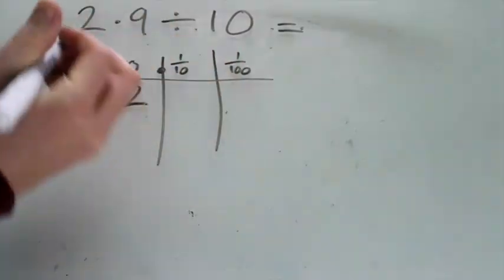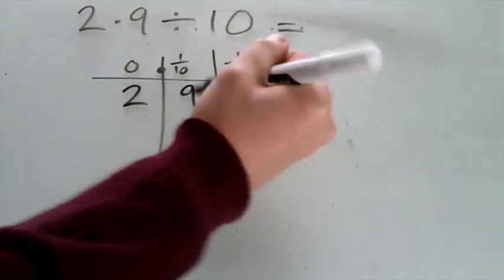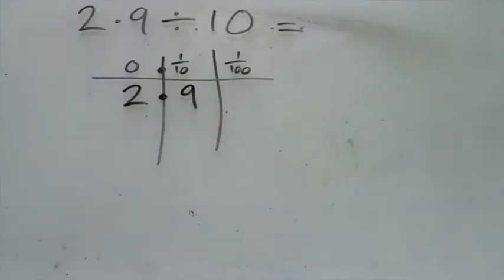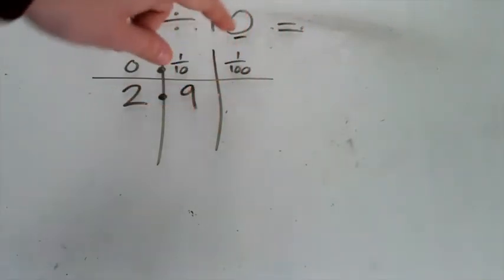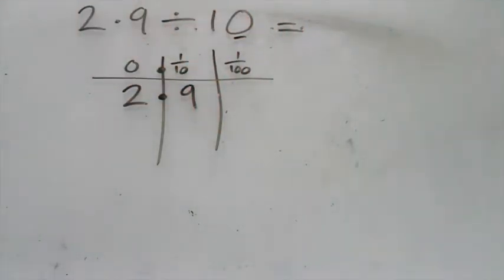We've got 2 in the ones column, 9 in the tenths column, and you put your decimal point. Now remember, we moved the number, not the decimal point. So let's have a look. How many zeros have we got? 1. Now when we're timesing by 10, 100 and 1000, we move our number to the left, however many zeros there are. Dividing by 10, 100 and 1000, we move our number to the right, however many zeros there are.